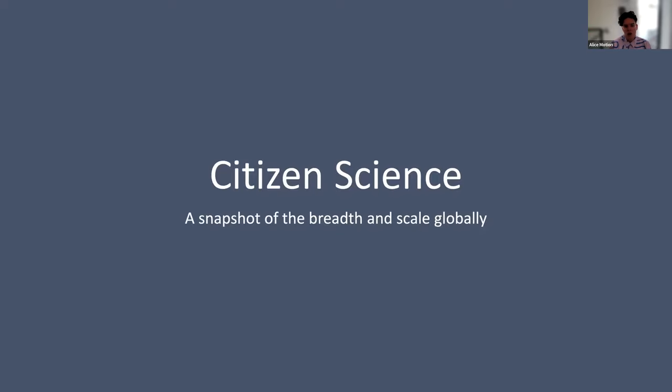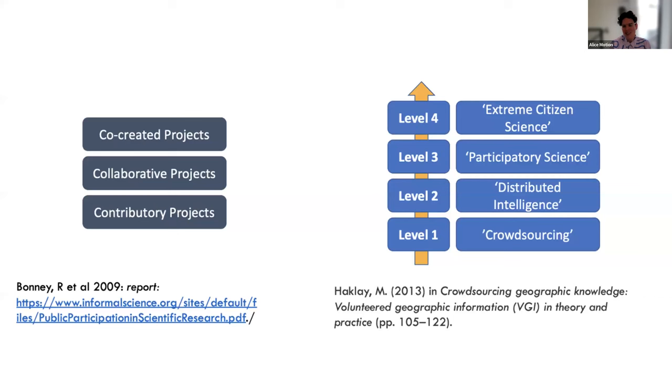So we're just going to give you a small snapshot of the breadth and scale of citizen science globally. And we could barely do justice to this in the time we have. There are so many fantastic projects, but we thought we'd first of all introduce some of the ways that different types of participation have been described in public participation in scientific research, or PPSR, by Bonney et al. in 2009. This diagram on the left suggests the different ways that people can contribute to scientific research.